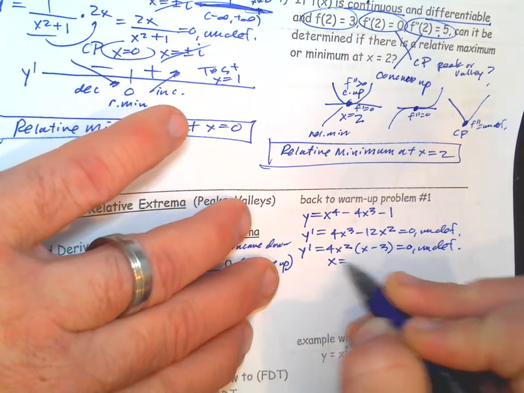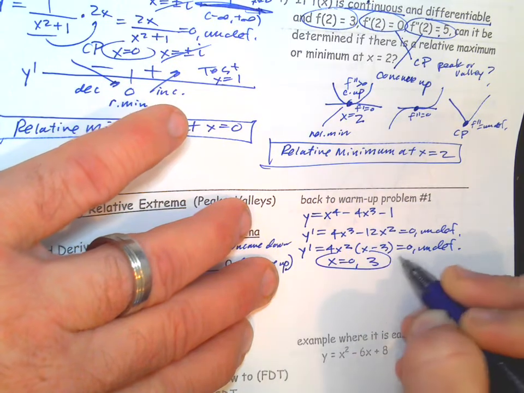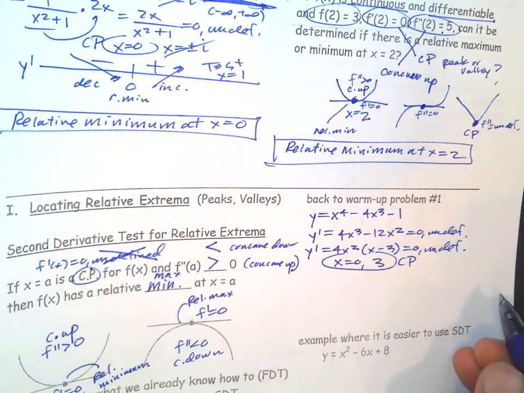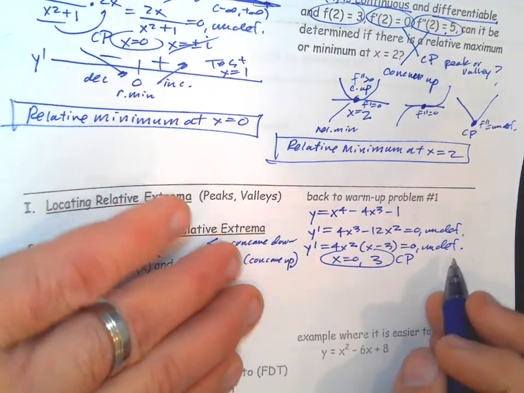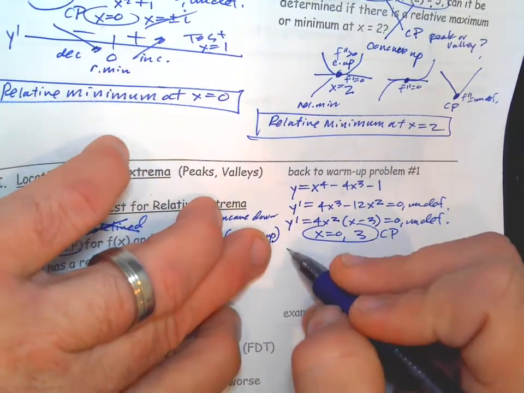And we get x equals 0 and x equals 3 as our critical points. So we still have to find the critical points. Now, the one thing we're going to do is skip the first derivative line check, and go to the second derivative.